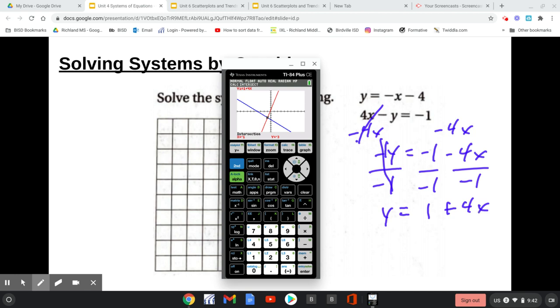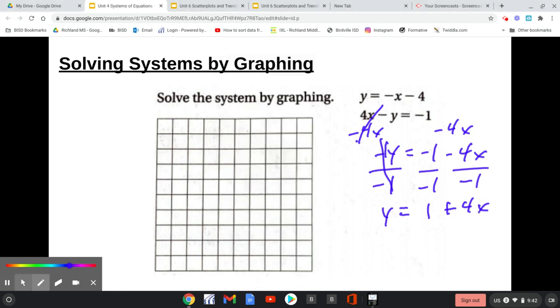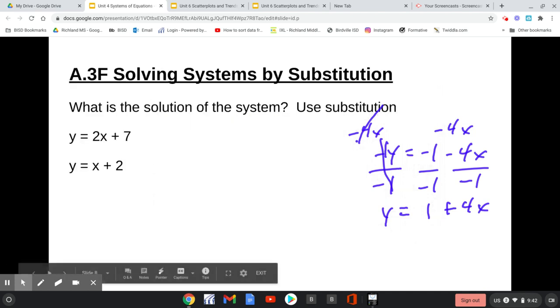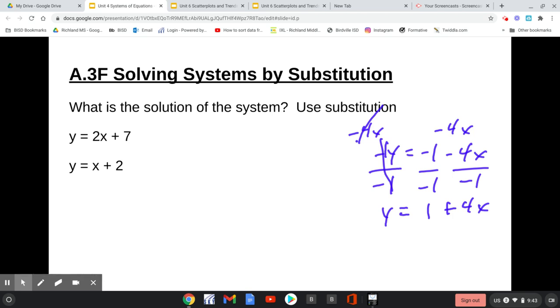Let's see what the next one says. Here's the next slide. What is the solution of this system? And it says to use substitution, but we're not even there yet. So we're going to end this here.